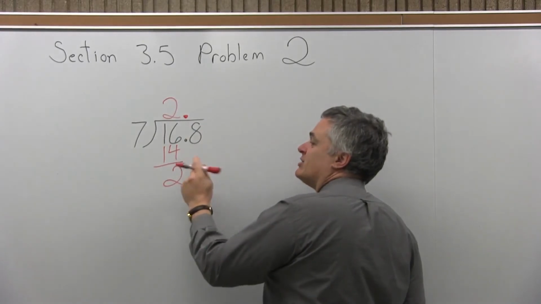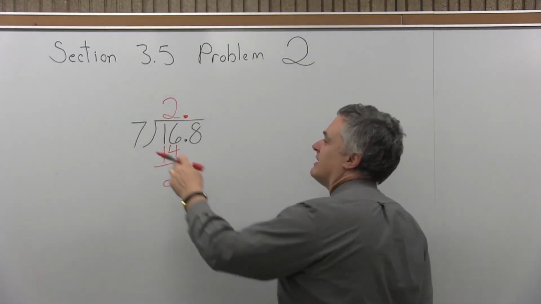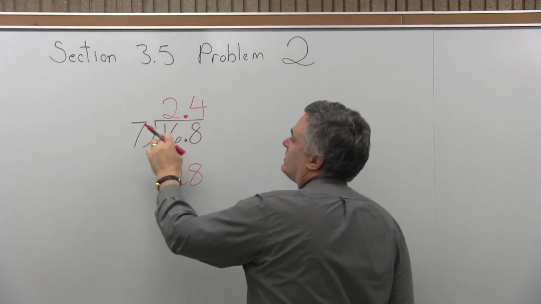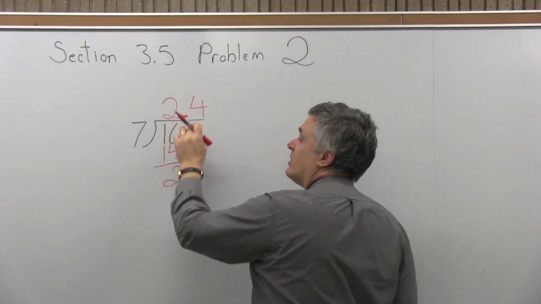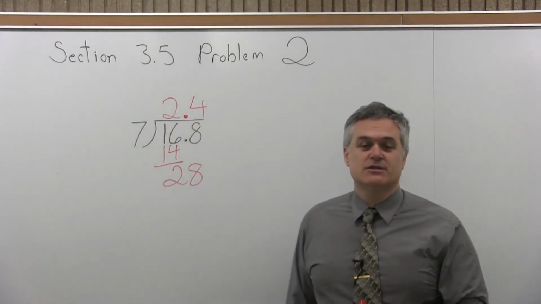Bring down the next digit, which is the 8. So the 8 will be next to 2. It's 28. 7 divides into 28. It goes in evenly 4 times. And 7 would divide into 168 24 times, but because of the decimal, it's really 2.4. And that's the answer, 2.4.